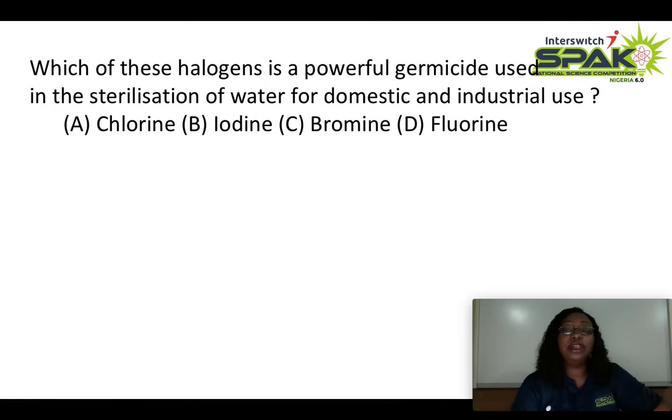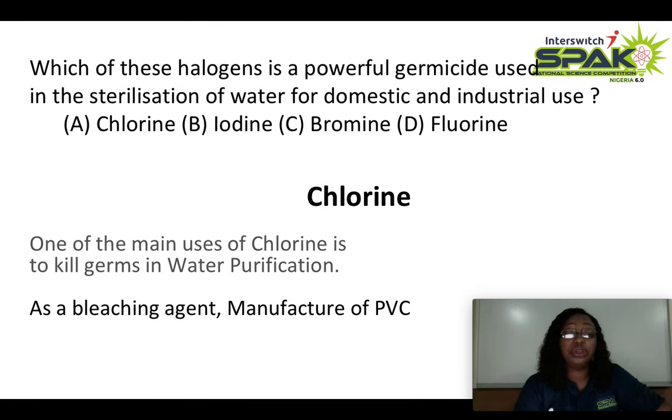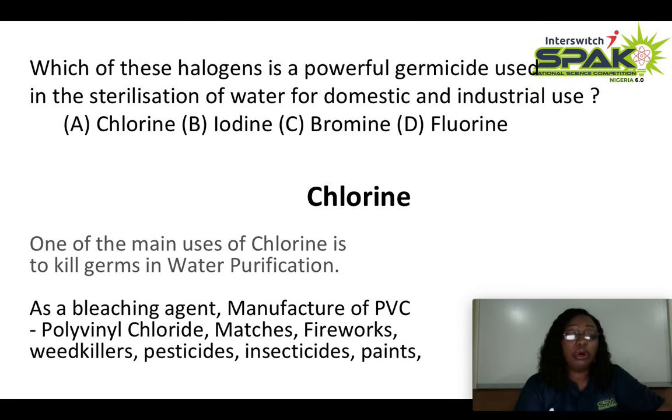Which of these halogens is a powerful germicide used in the sterilization of water for domestic and industrial use? Yes, we have said this today. The answer is chlorine. One major use is to kill germs in water purification, and other uses of chlorine are as a bleaching agent, and in the manufacture of polyvinyl chloride, matches, fireworks, weed killers, pesticides, insecticides, paints, and dyes.